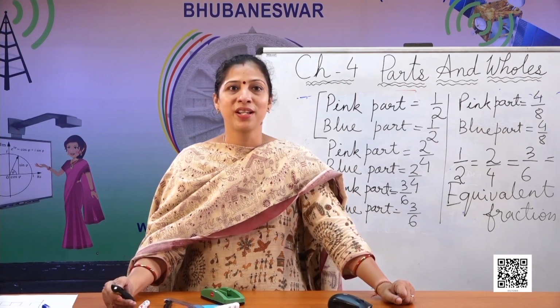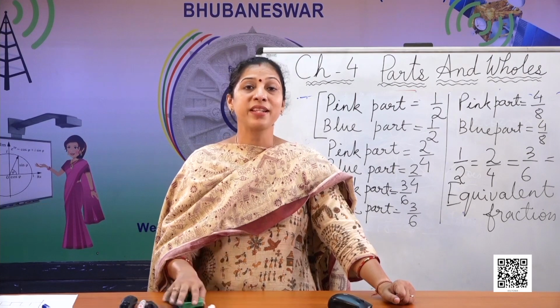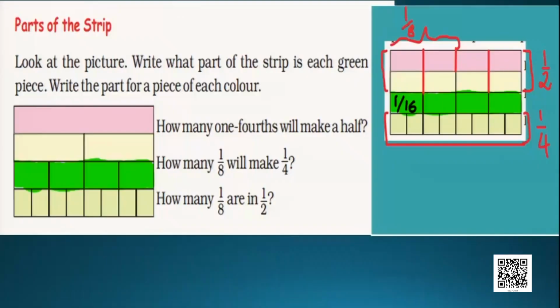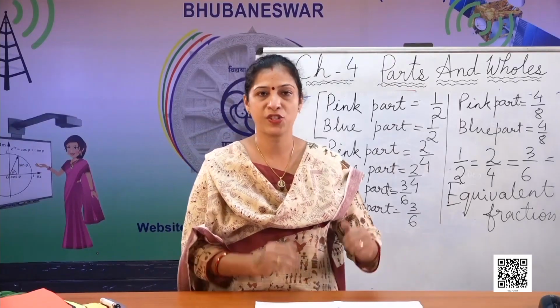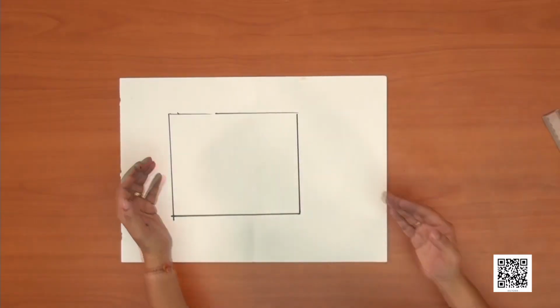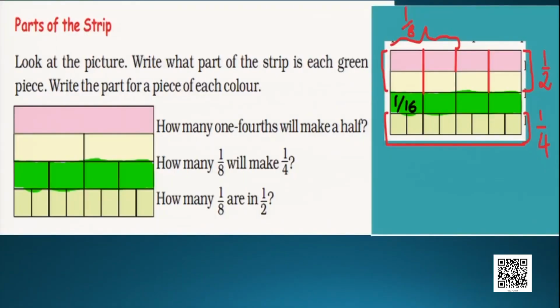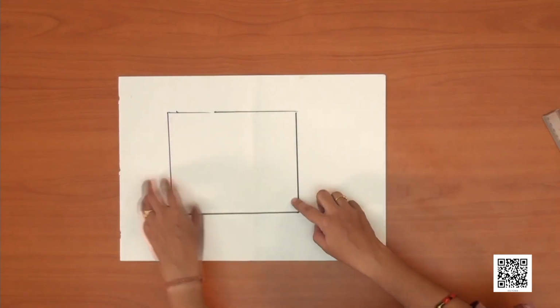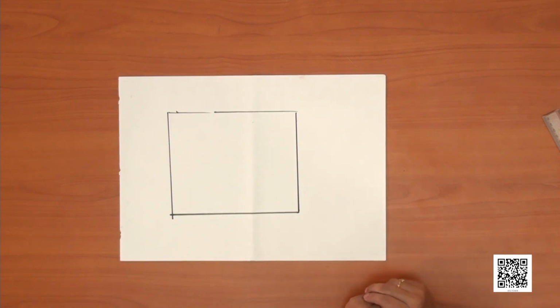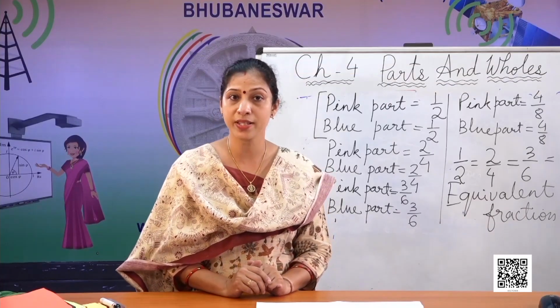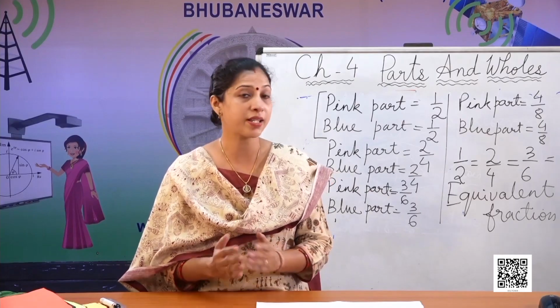Now this is something related to the one which we have learned in the last slide, that is, what is the meaning of equivalent fraction. So here also we will do this activity now. Now children, look at this picture. This is a picture of a rectangle and we have to find out what part of the strip is each green piece. To find out this, we have to divide this rectangle into equal parts. Then we have to find out which part is green in color and how many parts are green in color.